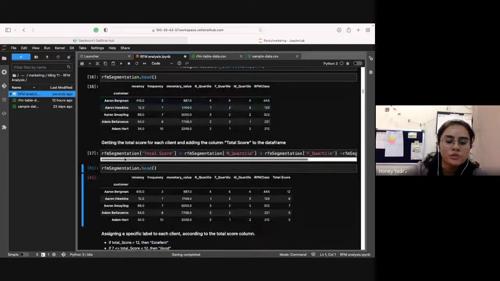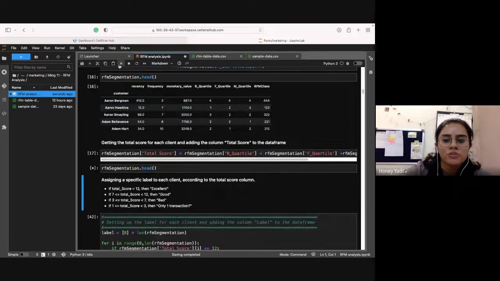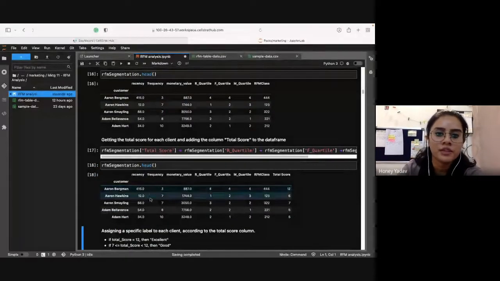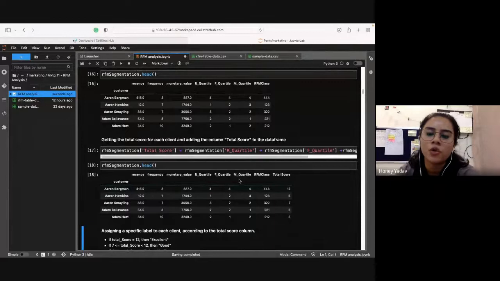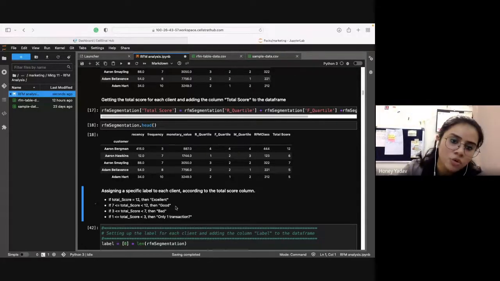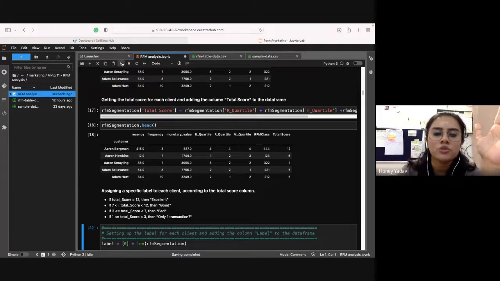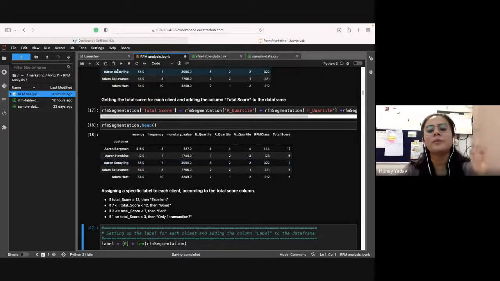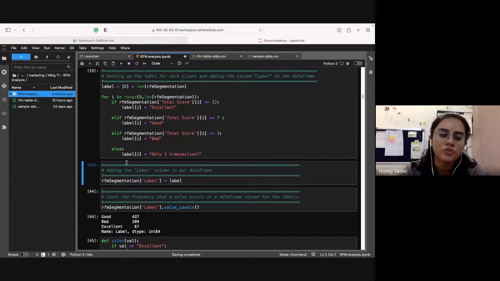This is how you are going to see the total RFM score and the class. Here, after the R quartile, F quartile, and M quartile, you have the RFM class, and you will have a total score. On the basis of this total score, you can say that if the total score is equal to 12, then this is the excellent category, and if it is greater than or equal to 7, then the customers are good, and relatively bad if it is less than 3, then you are not interested, or you can ignore them as well. It really depends on what categorization you want to give to your customers.